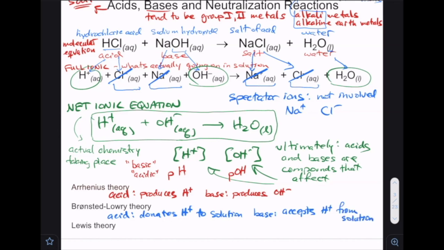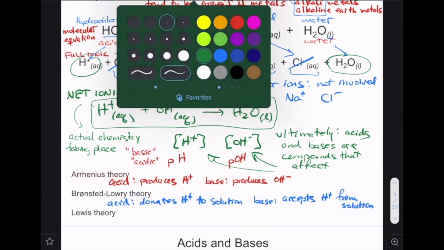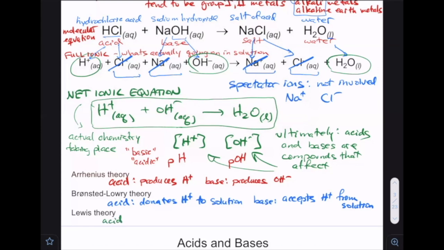And although we won't be talking about Lewis acids and bases much, let me just at least give you the definition for a Lewis acid and a base. A Lewis acid is something, now that has to do with the electrons. So the Bronsted-Lowry theory has to do with the hydrogen ions. The Lewis theory has to do with what is happening with the electrons. So a Lewis acid is something that accepts electrons, and a Lewis base is something that donates electrons.